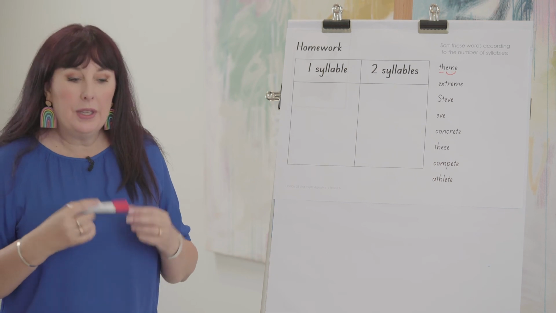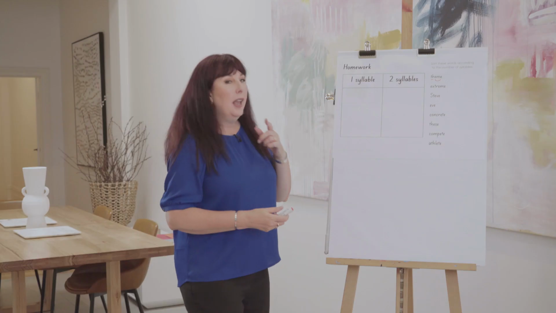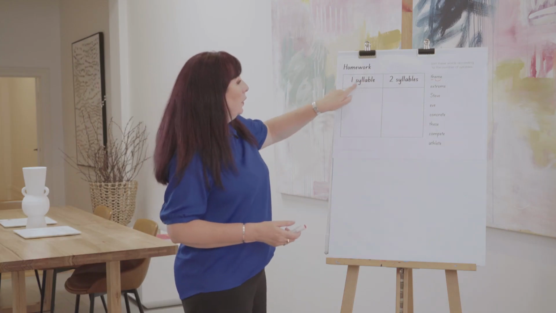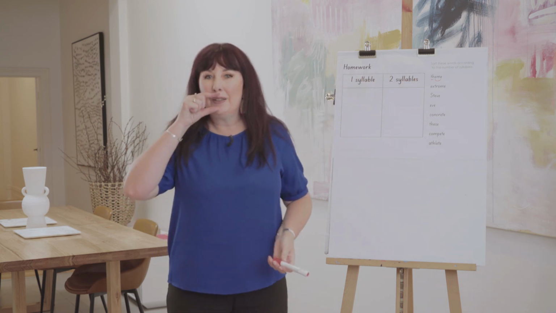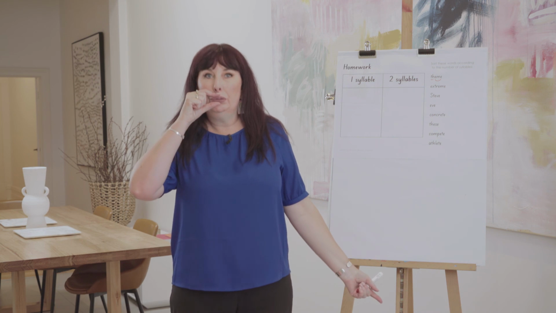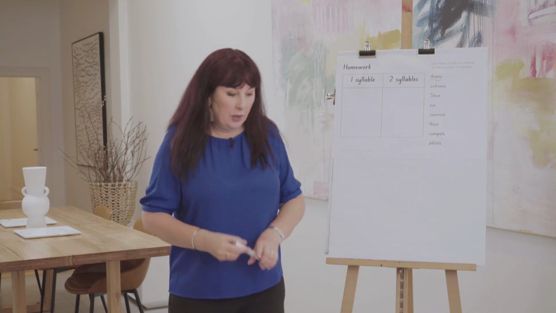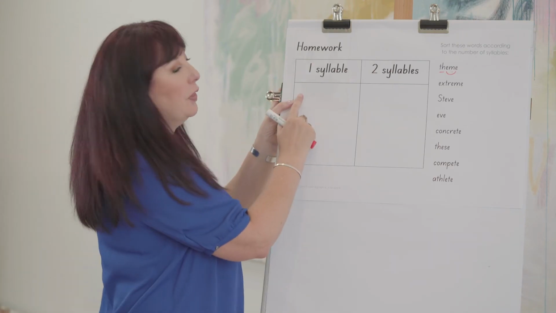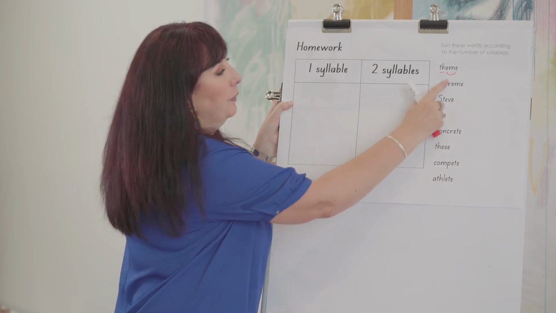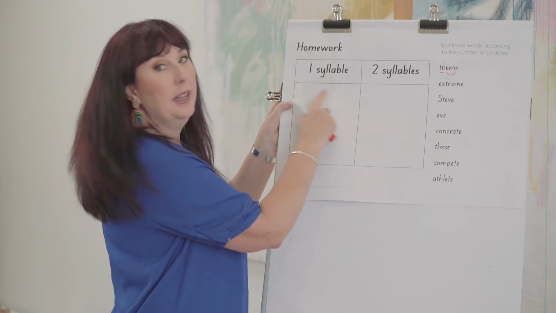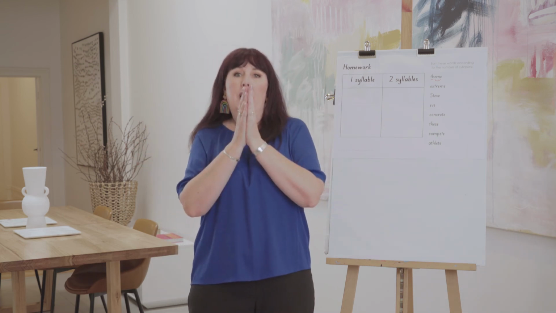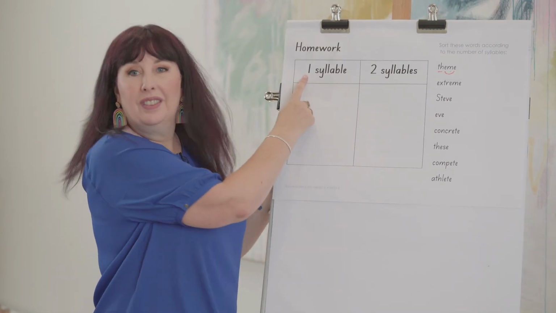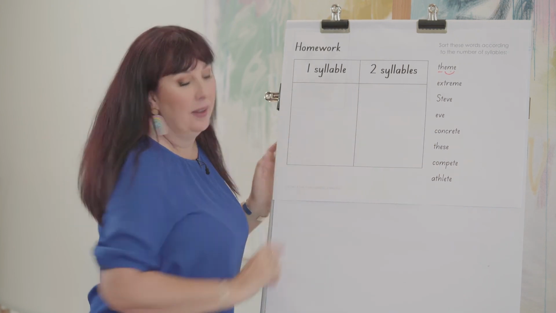Theme. The word is theme. How many syllables? One syllable or two syllables? Let's say it together with our mouths closed. You ready? One syllable. So what I'd like you to do is write the word theme with our bossy E in this column. If you've got a piece of paper at home, you can just fold it in half and write 1 on one half and 2 on the other half.